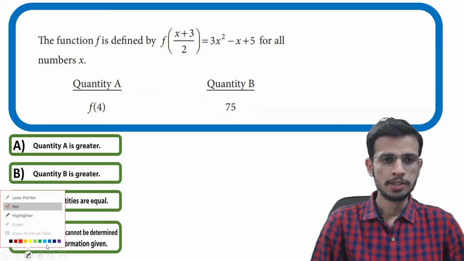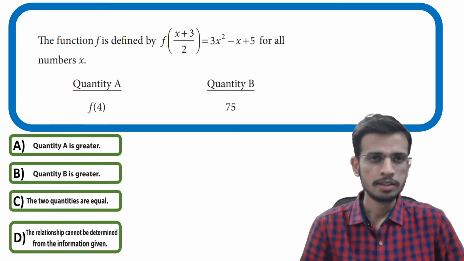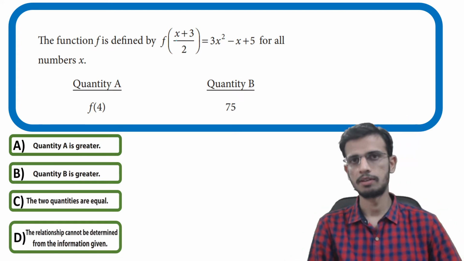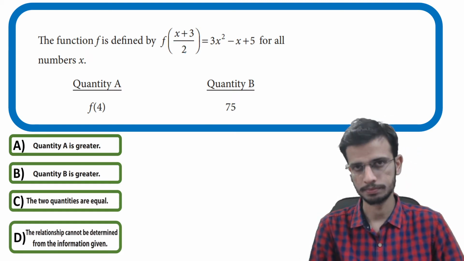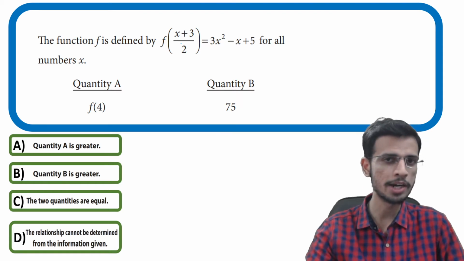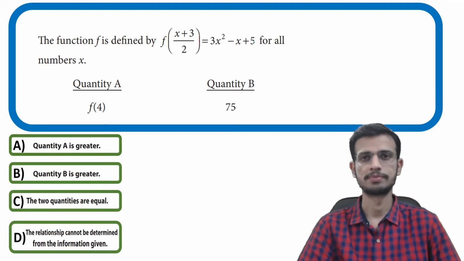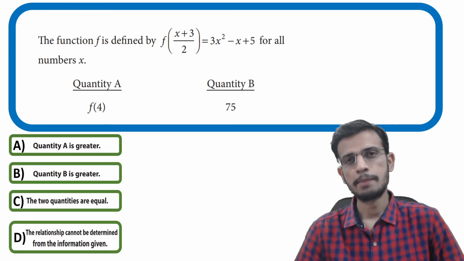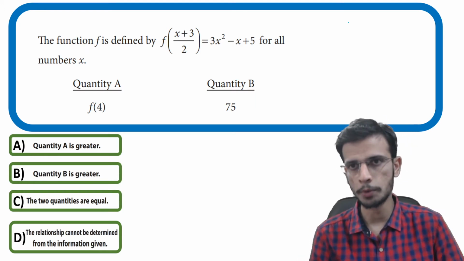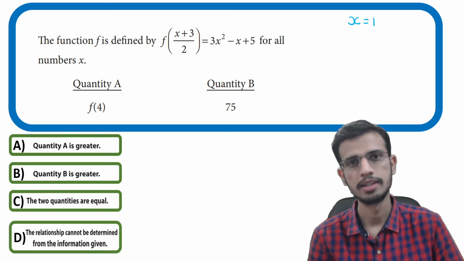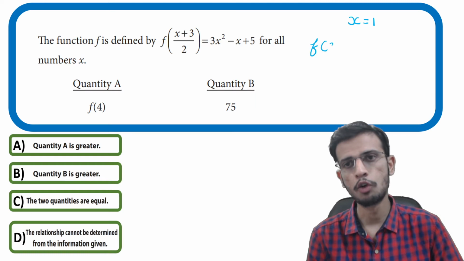So let's move on to the next question, and here is your question on your screen. The function f is defined by f of (x plus 3) divided by 2 is equal to 3x squared minus x plus 5. We can put any value of x, for example x equal to 1. Then (3 plus 1) by 2 will become 4 by 2, so we'll be getting f of 2.